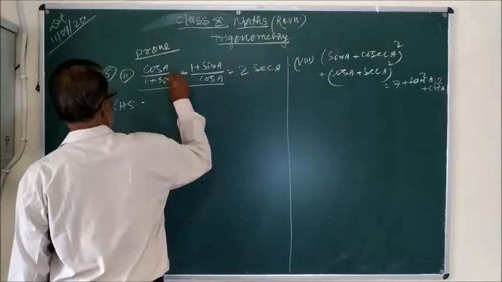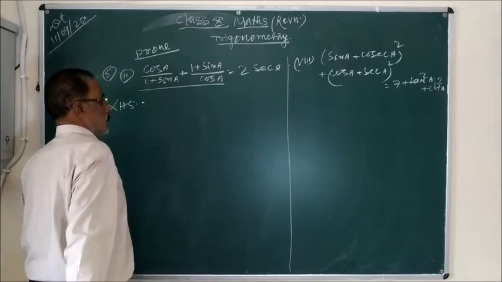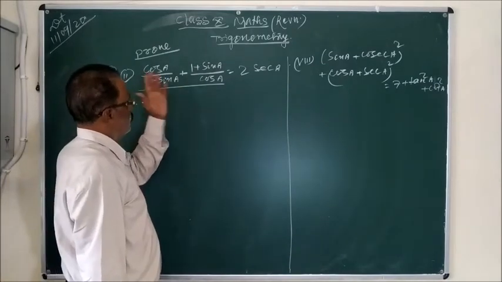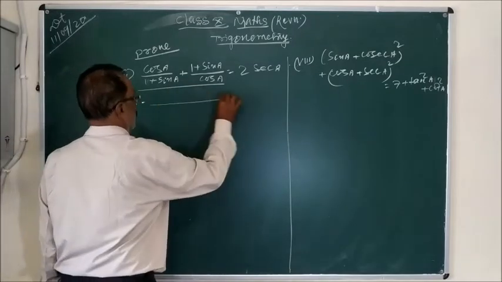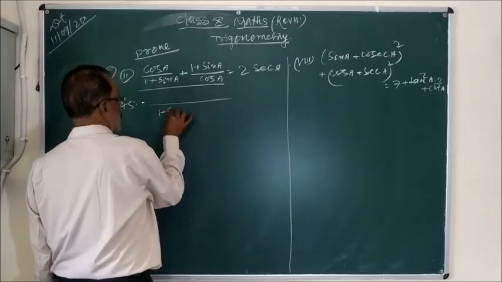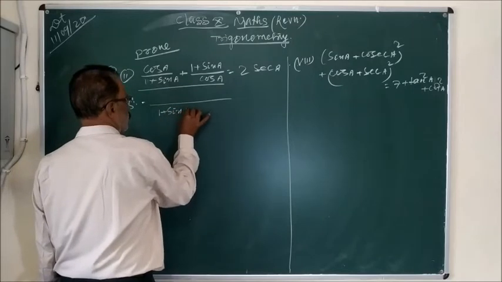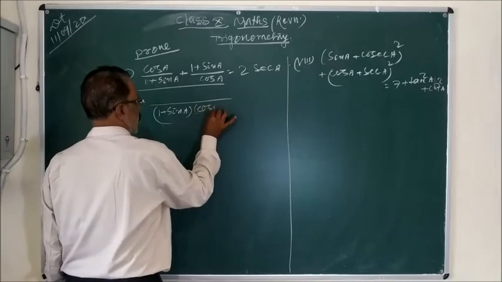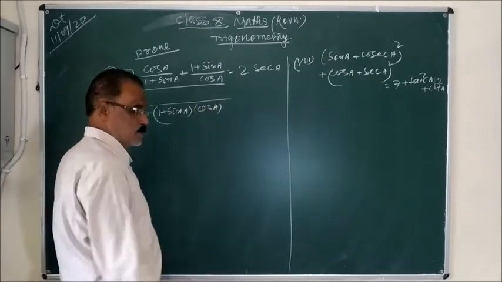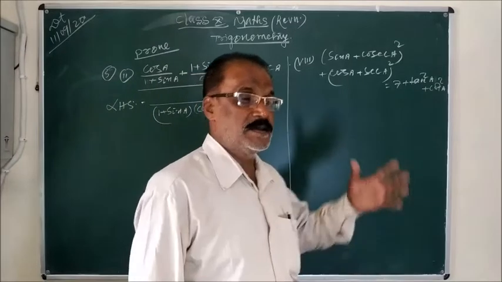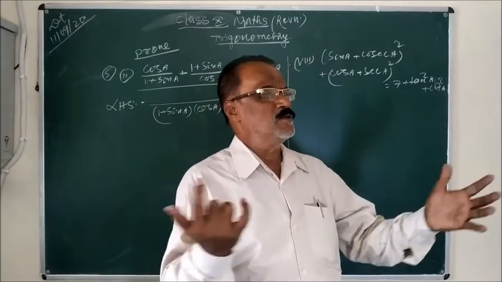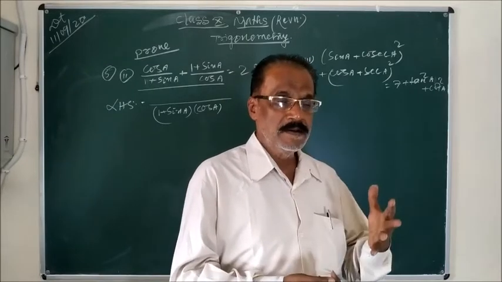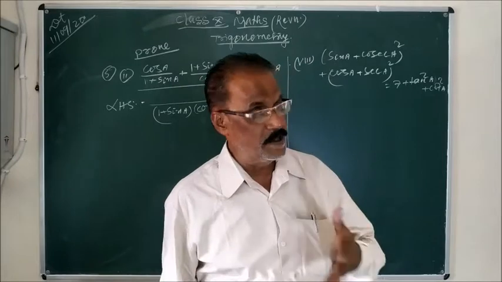Now you see, different types of techniques are used. In some we find the LCM. Here we find the LCM of 1 plus sin A and cos A. The LCM will be 1 plus sin A into cos A. If the question arises in your mind, sir, how can we know? There is not any definite guideline that for this type of question you have to solve this way.